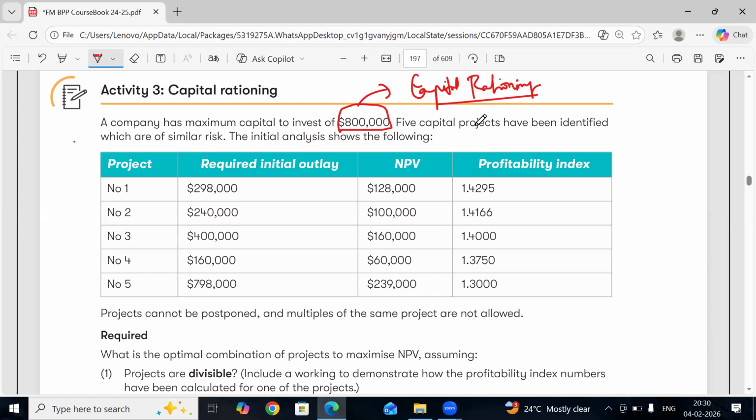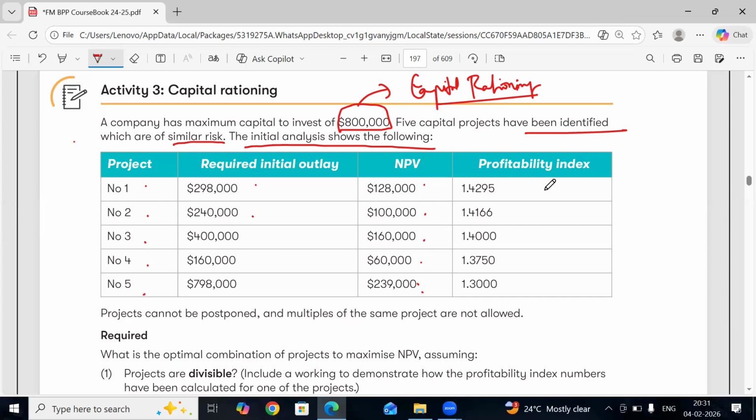Five capital projects have been identified which are of similar risk. Initial analysis shows the following. Project number 1, 2, 3, 4, 5. The money required to spend on these projects is given: 2,98,000, 2,40,000, and so on. NPVs are given.